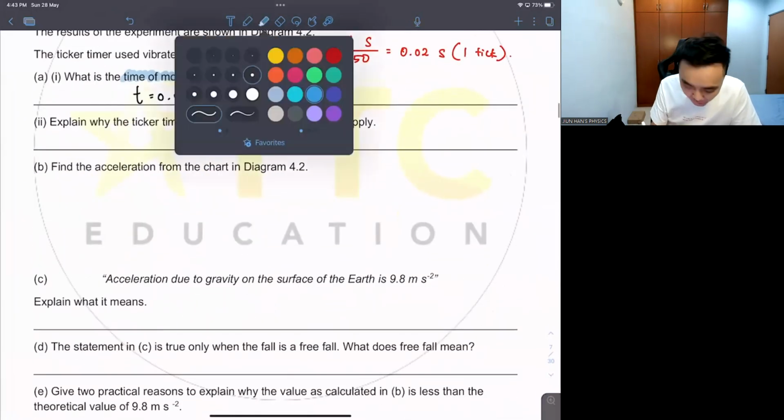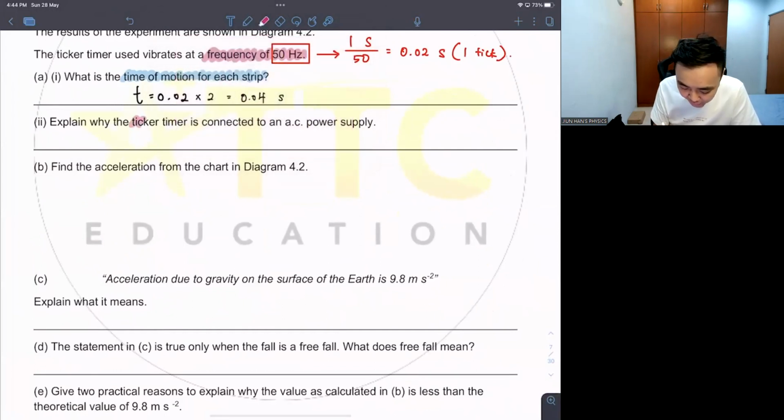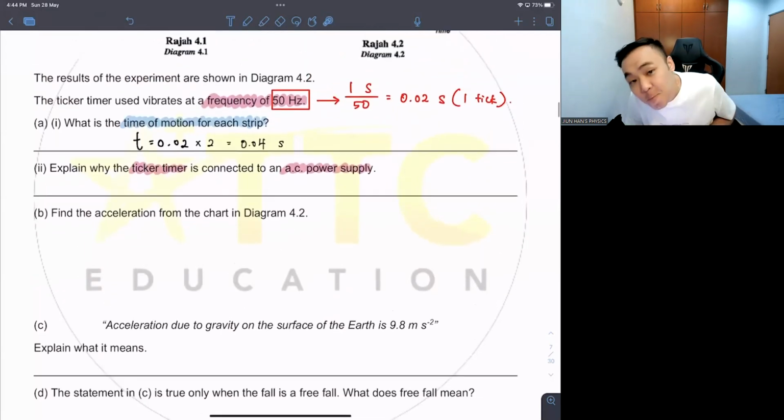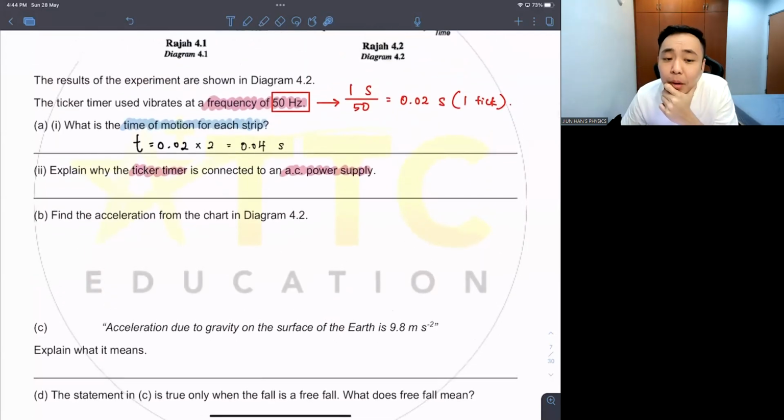Okay. Next one, another typical question also. Why is the ticker timer connected to an AC power supply? First of all, do you know what this is? Have you heard of this AC thing? I think you learned it before. AC normally comes as a pair. Who's the partner for AC? AC, the other one is? Yes, DC, correct.